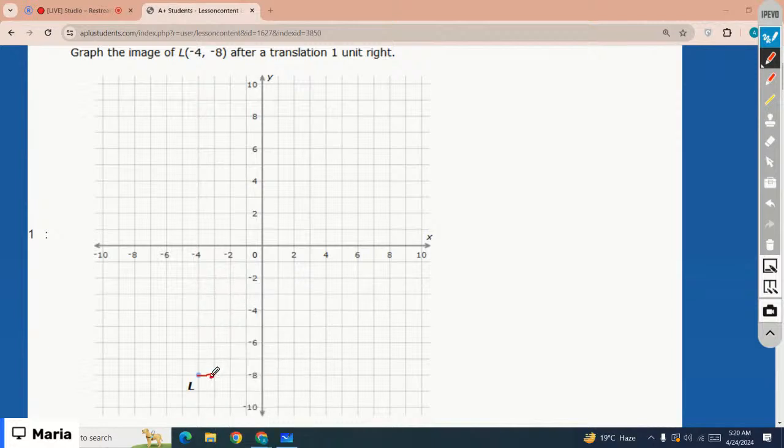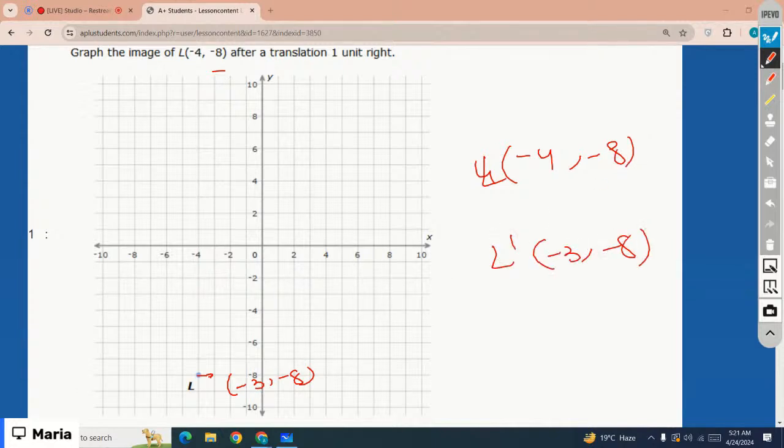When you move right or left, the x coordinate is changed because right and left movements are on the x coordinate, right? So the new coordinates are -3 and -8. The old coordinates for L are -4 and -8, and L dash is the translated one, that is -3 and -8, right? So right and left movements change the x coordinates, and up and down movements change the y coordinates. Got it? Let's just start with the practice questions.